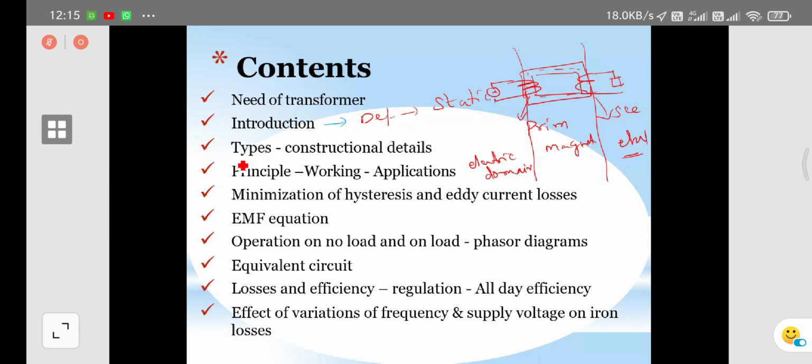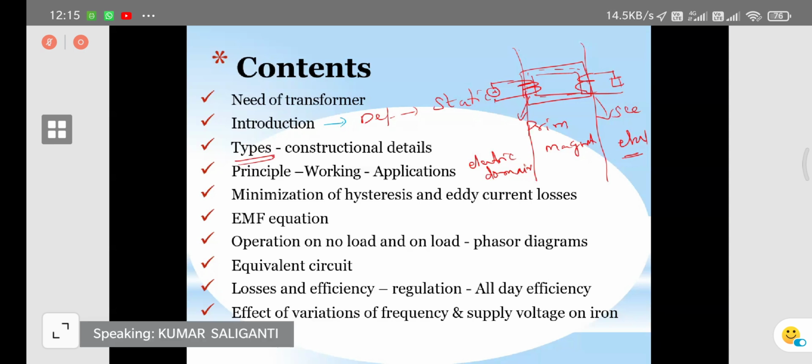Next, coming to types. There are three types of transformer: core type transformer, shell type transformer, and berry type transformer. Compared to berry type, the core type and shell type transformers are mostly used. The berry type transformers are rarely used. That's why, as per the syllabus, we have only core type and shell type transformers. The construction and the comparison of core type and shell type transformers we'll discuss.